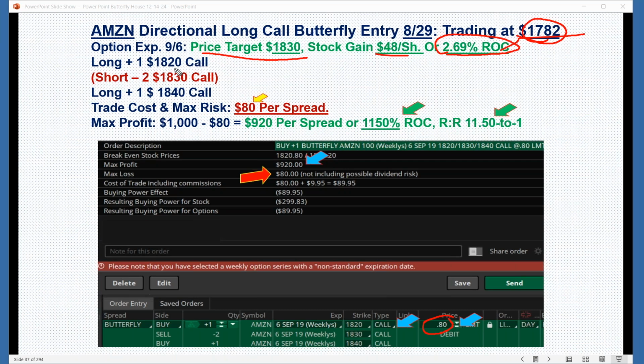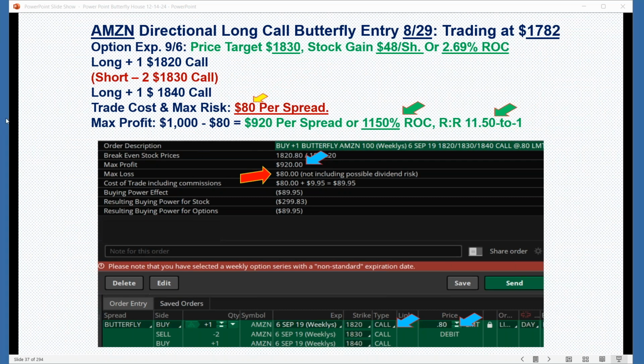Okay, so this was buying, and we were targeting that 1830. So we went out and we bought the 1820 call, sold the 1830, sold the 1830, bought the 1840. So $10 wide spread. 1830 target. Now this has then potential to make that spread width, 18, 20, 30. You can see it's $1,000 wide, less the cost of the trade. Potential to make $920 on that risk of 80, 1,150% return. Risk $1 to make 1150 versus making 2.69. So tremendous type of trade that you can do, okay?